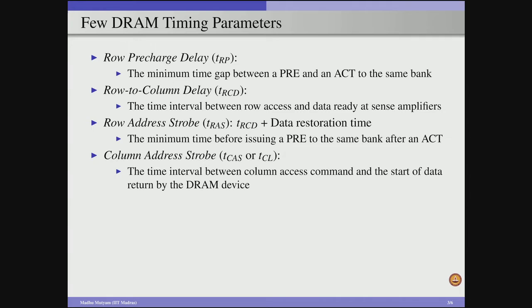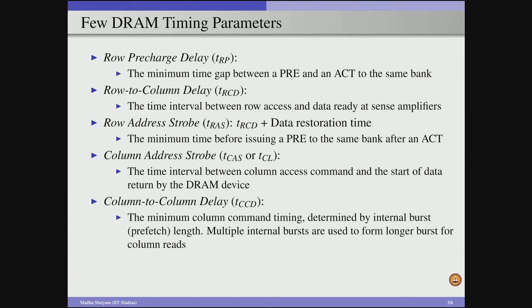DRAM device. Once I issue a column address command, once I assert column address strobe, the lower part of the address is sent to the column decoder, and the column decoder will select the appropriate data from the appropriate position in the sense amplifiers, and it starts writing the data to the output. So effectively, tCAS specifies the time interval between a column access command and the start of the data written by the DRAM device. It takes some amount of time, after which data can start returning from the DRAM device.